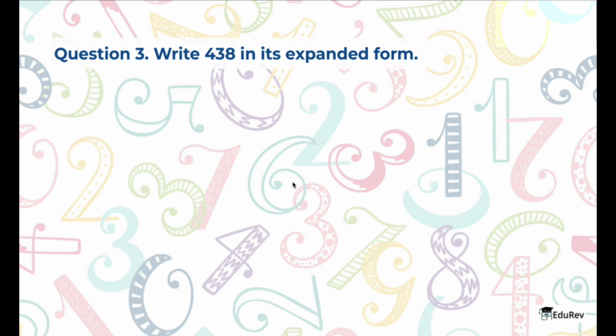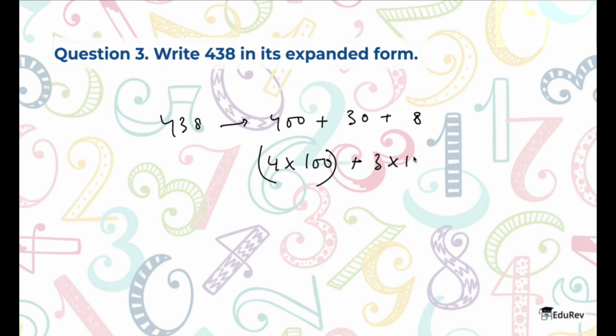Next question says, write 438 in its expanded form. So can I write 438 as 400 plus 30 plus 8? That is 4 into 100 plus 3 into 10 plus 8 into 1. So this is the expanded form of the number 438.